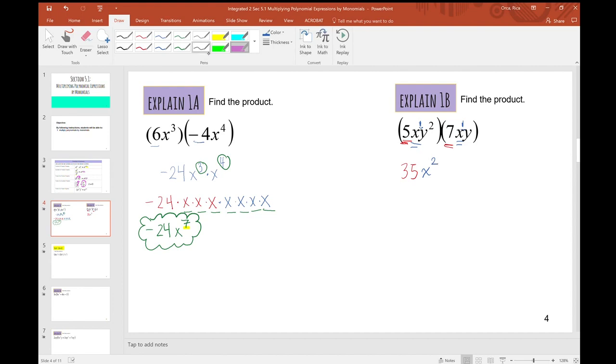Now let's multiply our y's. So y to the second power times y. Remember, that's y to the first. Y to the second power times y to the first is y to the third. And so our answer is 35 times x squared times y to the third.